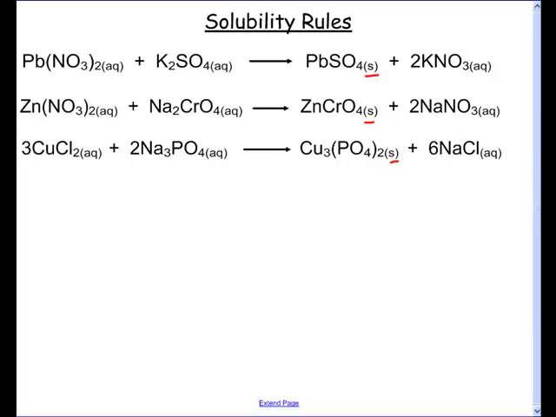Okay, and what we're going to try and do is get to the point where I'm going to give you just the reactant, so you'd get just this chunk right here. And I would say predict the products and tell me which one is going to be the precipitate. And we can do that with some solubility rules. Now, what does solubility mean?